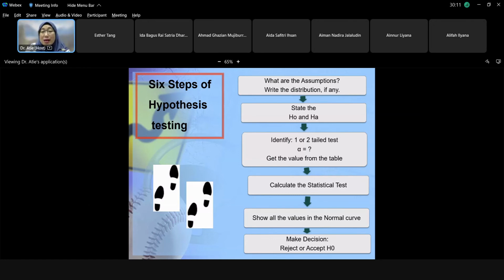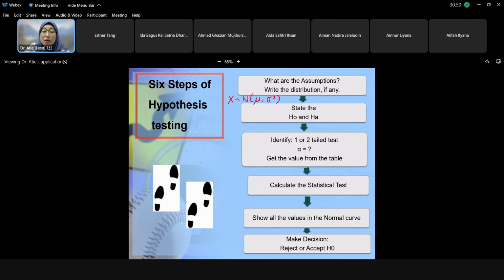If we calculate manually, we need to follow these 6 steps. The first thing: what are the assumptions? The assumptions depend on the case; right after this, I will introduce a little bit of chapter 8. For the assumptions, you need to write the distribution. You have learned how to write the distribution. For example, in our case, we can write it as x distributed with mu and sigma square.